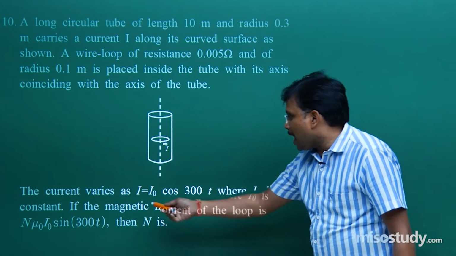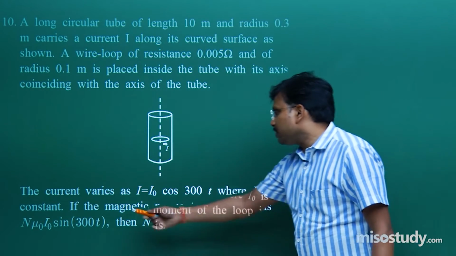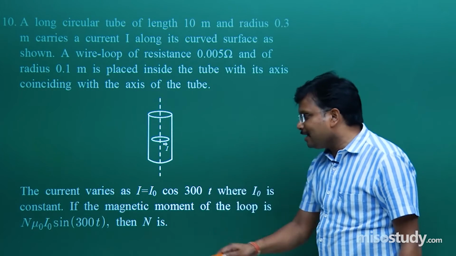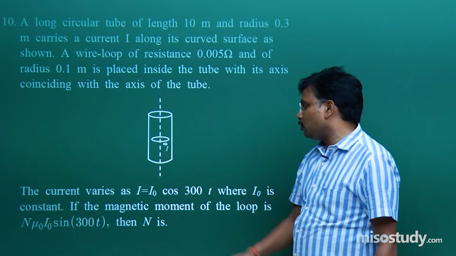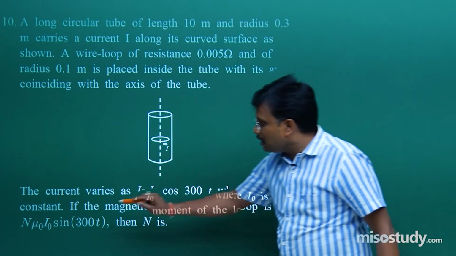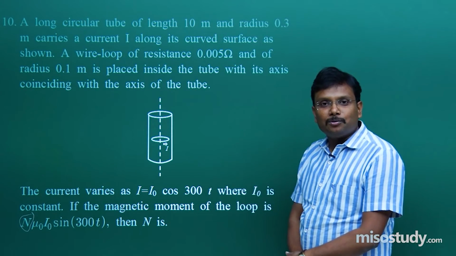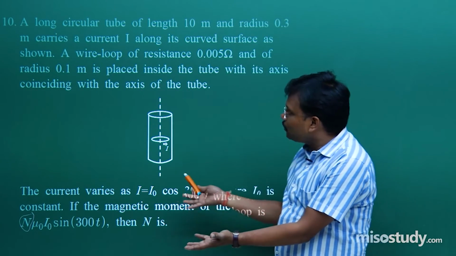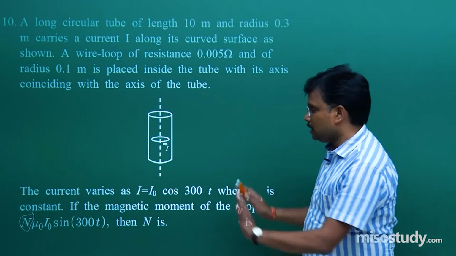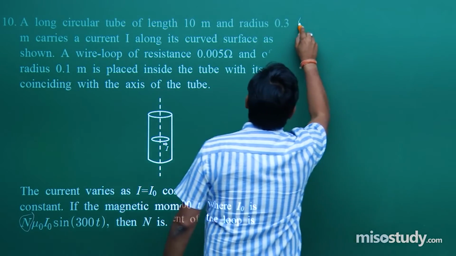The current varies as I is equal to I naught cos omega t, sinusoidal, where I naught is the constant peak value of current. If the magnetic moment of the loop is N times mu naught I naught sin 300 t, then what is the value of N? Your target is hidden at this corner, and this is creating a problem for you. So first you have to find out what we have to achieve. So first this capital N. Now, he is going to be our target, we will try to hit it. Let us utilize this.